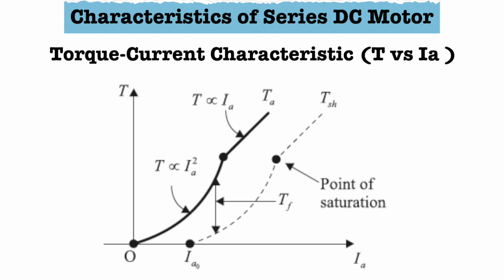As load increases, armature current increases, hence torque produced increases, which is proportional to square of armature current up to a certain limit. As the entire armature current passes through the series field, saturation of electromagnet may occur. That is, even when the current through the winding increases, the flux produced remains constant. So, after saturation, the characteristic takes the shape of a straight line as flux becomes constant.